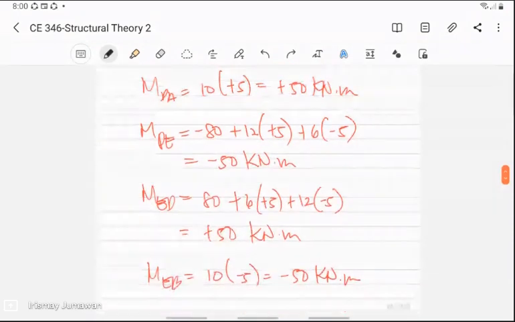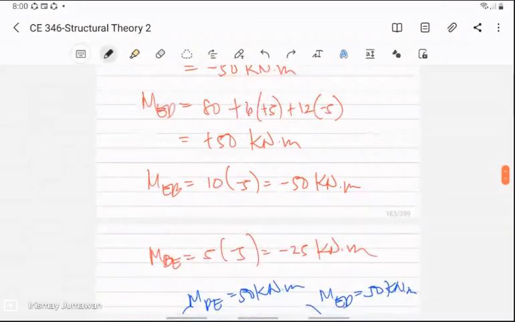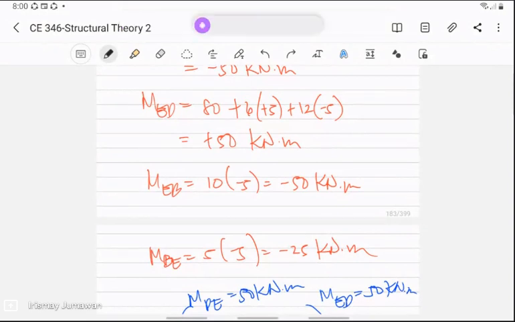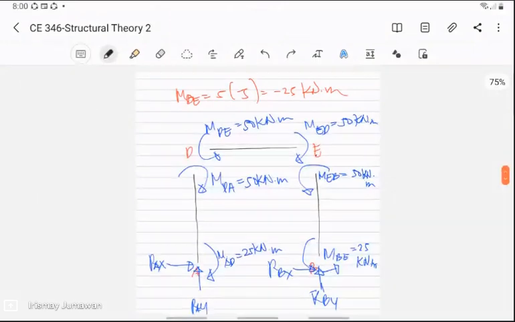So member AB, you have negative 50. And member BA, negative 25. You can check moment class if you will illustrate this one, illustrating it in the frame. So you take the direction of your moment: clockwise, positive; counterclockwise, negative.